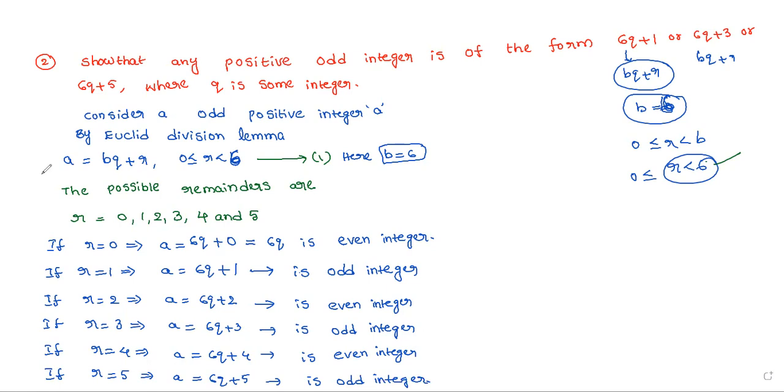Okay, please observe. What is the question? Show that any positive odd integer is of the form 6q plus 1, 6q plus 3, 6q plus 5. These represent odd integers. So hence proved.